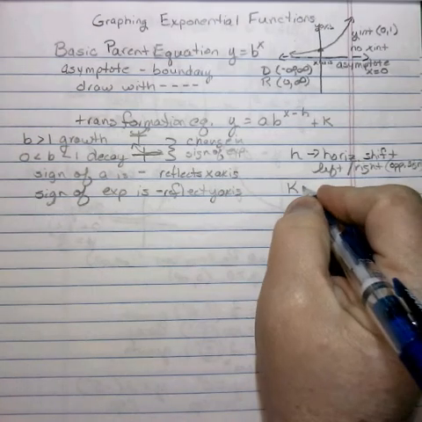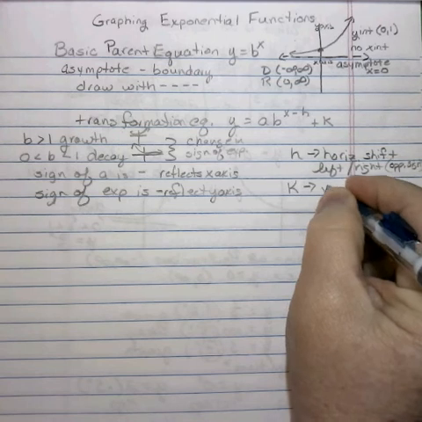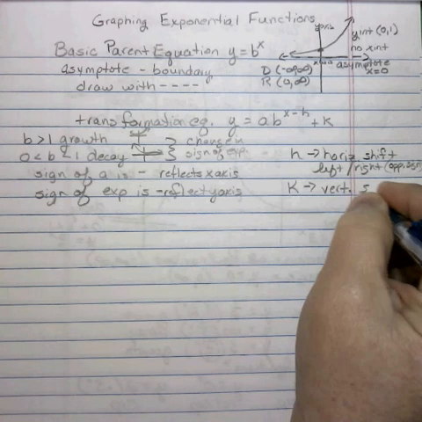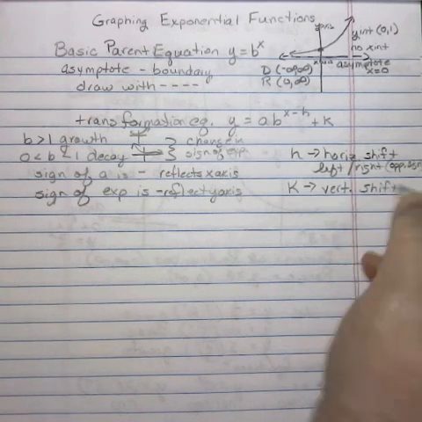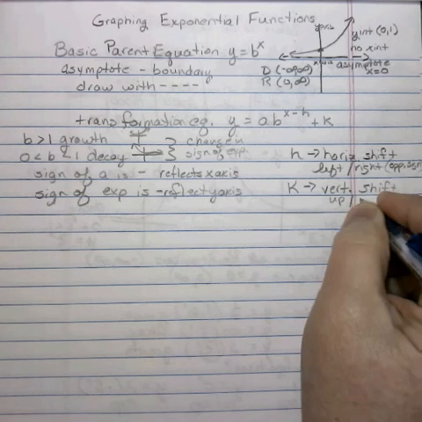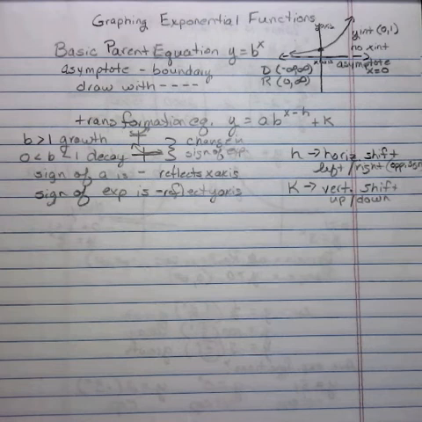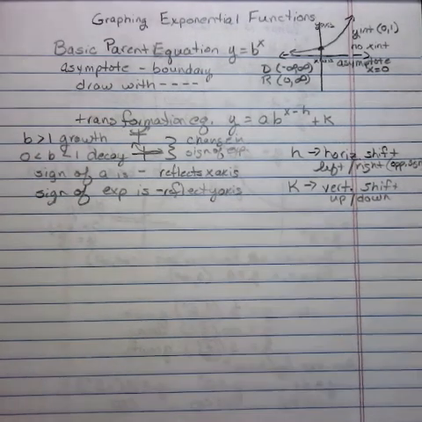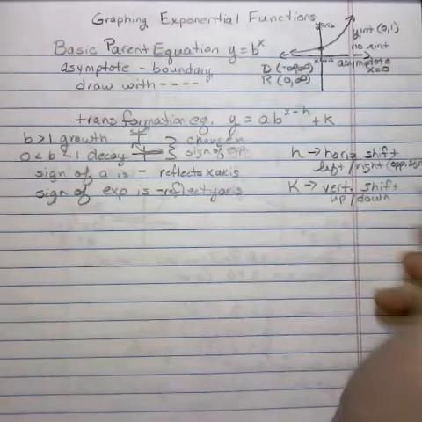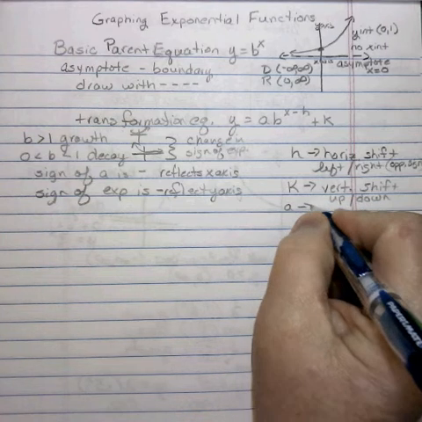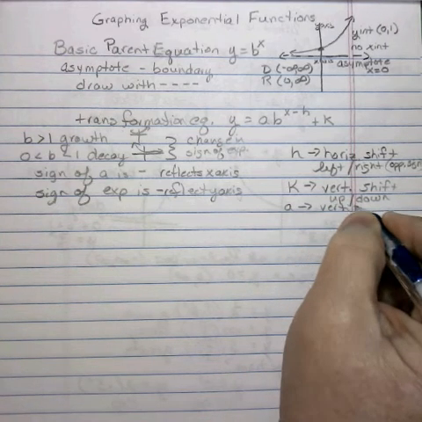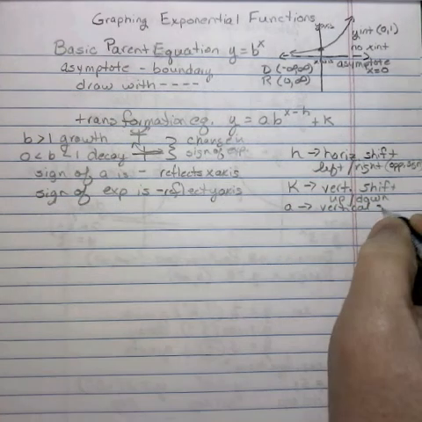The k value is going to be a vertical shift, so that's going to move it up or down. And that is going to be based on whatever sign. Positive is going to shift it up, negative is going to shift it down. The a value itself is going to be a vertical stretch or shrink.